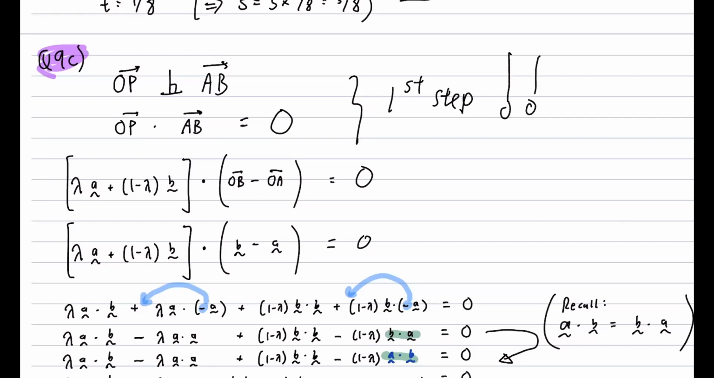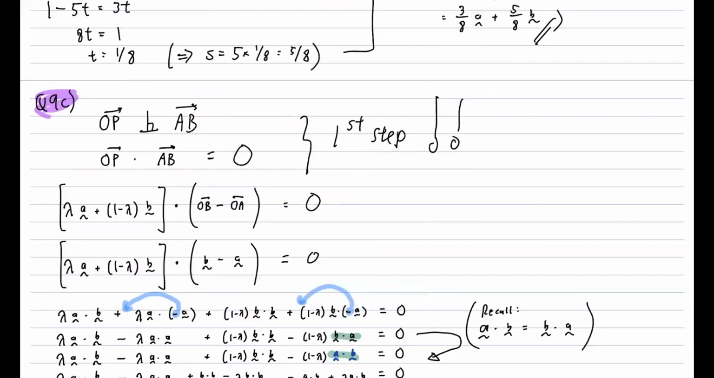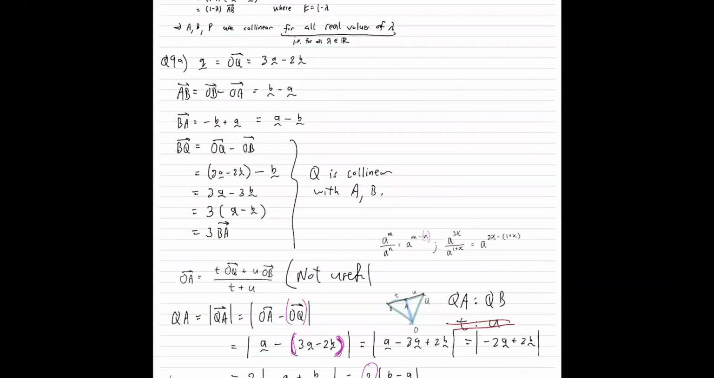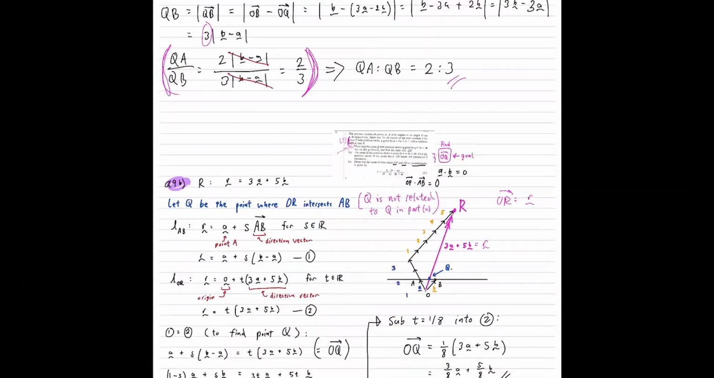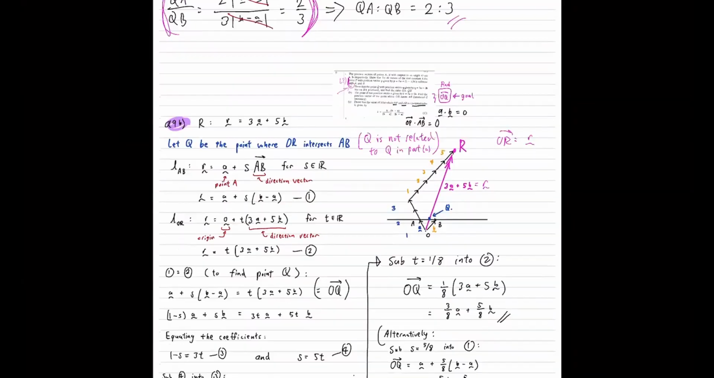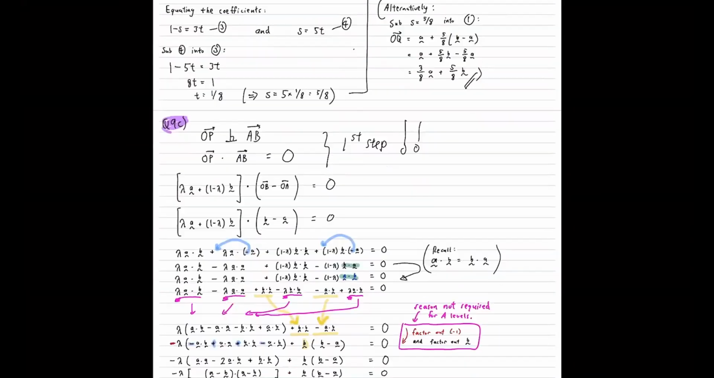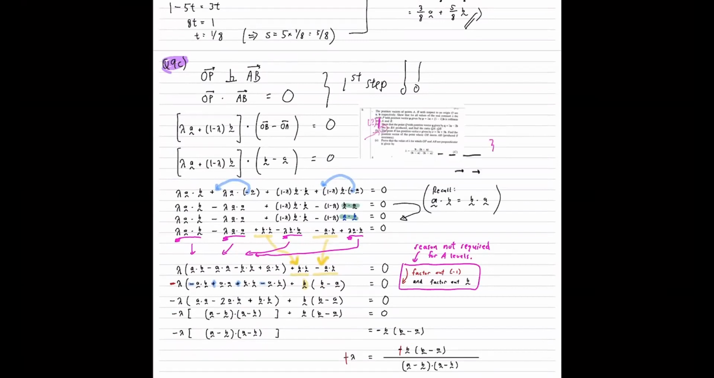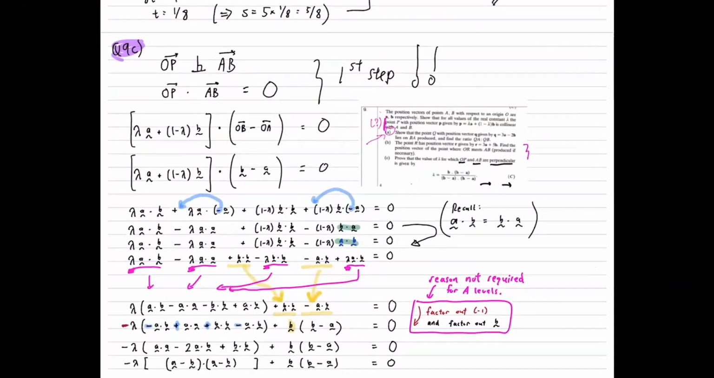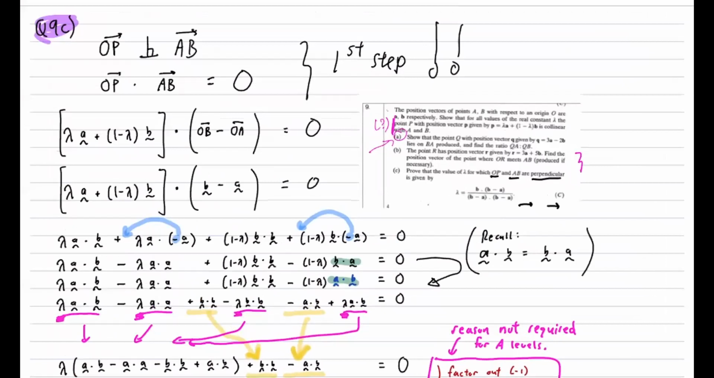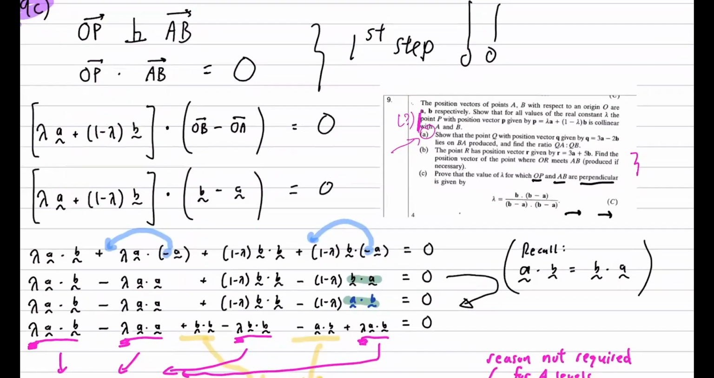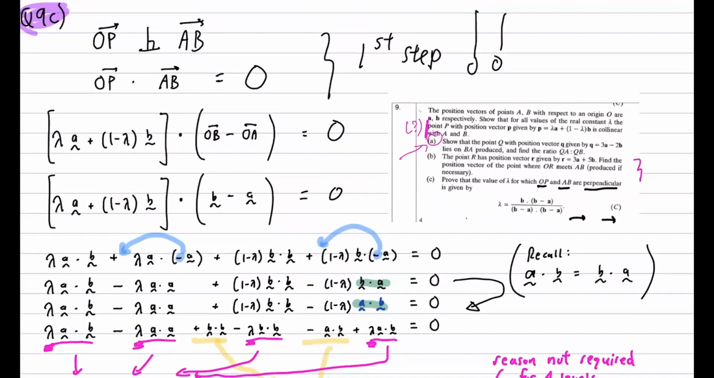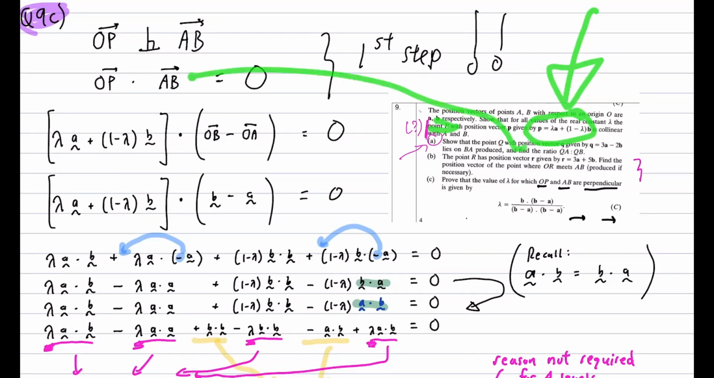You need to know. Then what do we know about OP? OP is really just a line. Okay, I copy down the question first. Hold on a second. Yes, OP is just given by this formula here. Okay, lambda A plus 1 minus lambda B, correct? Yeah. Then you just sub in.